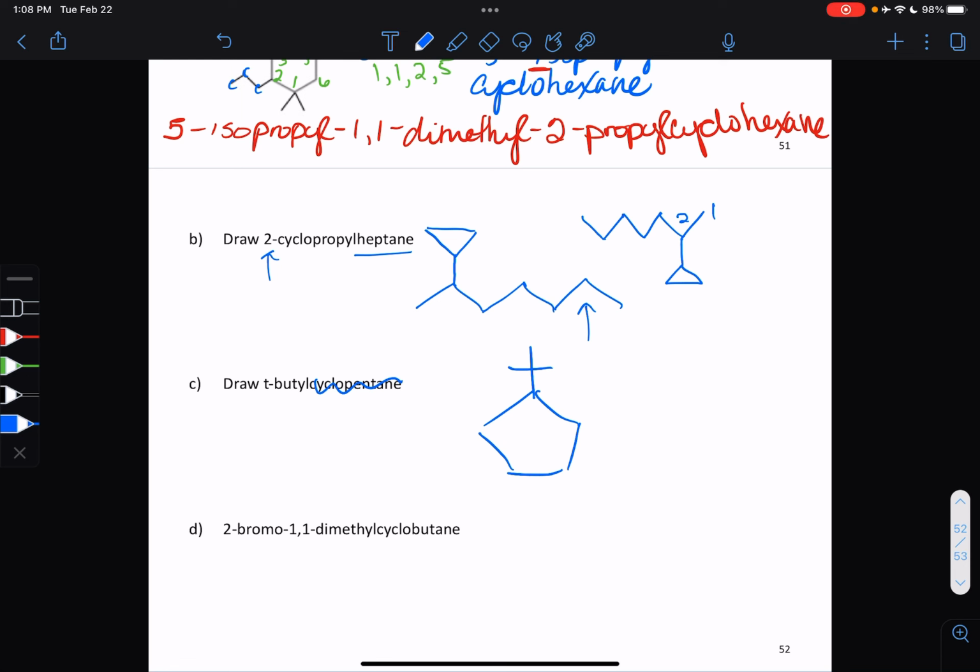All right, D, we have 2-bromo, 1,1-dimethyl cyclobutane. Cyclobutane is fun to draw. Which shape is it? It is a square. Okay, so we've got a bromine on carbon 2 and we have 2 methyls on carbon 1. So again, you get to pick where you want to put your methyls, okay? Wherever you stick your methyls, that's going to be carbon 1 and then we'll work from there.